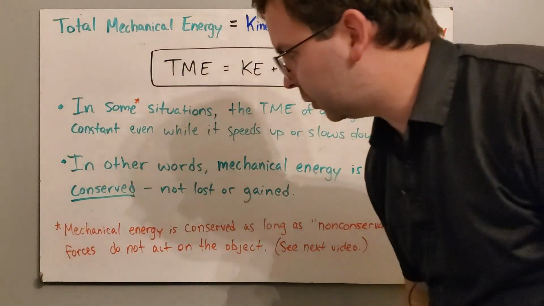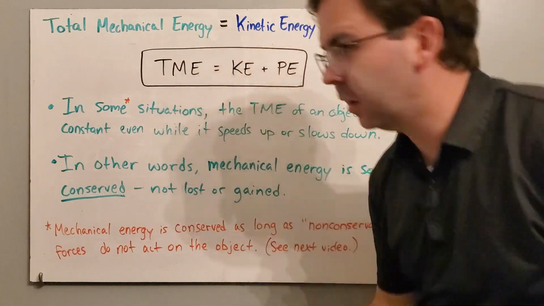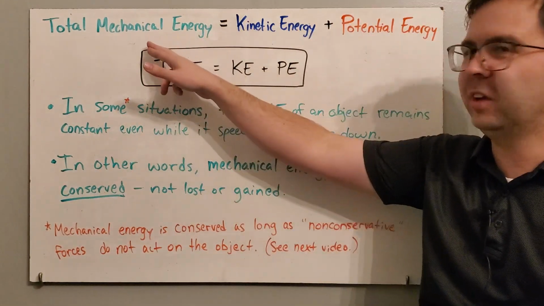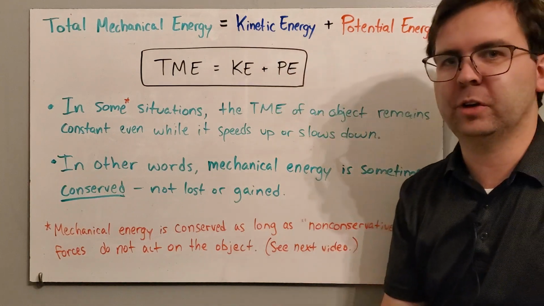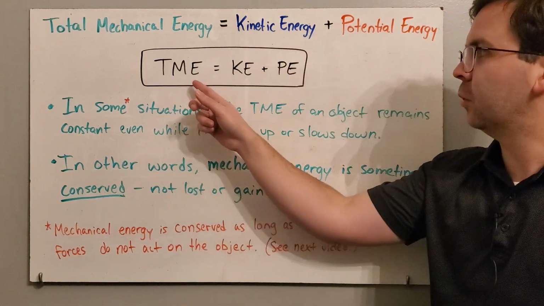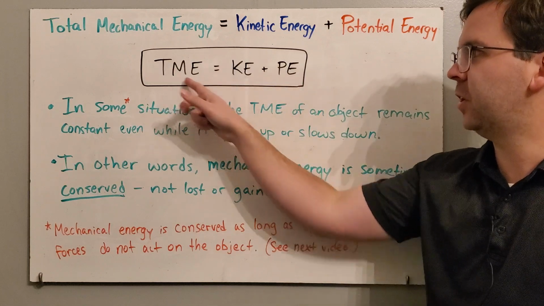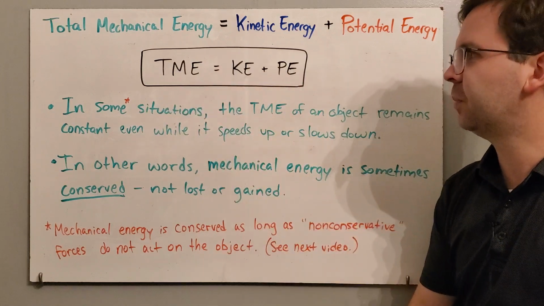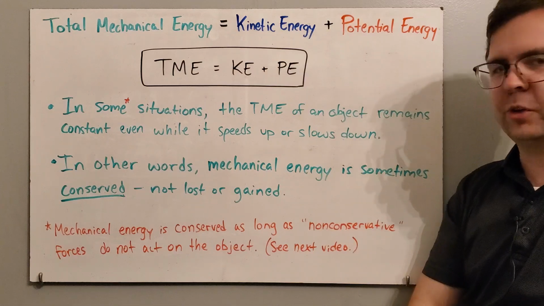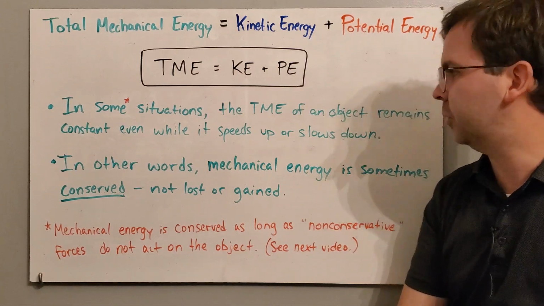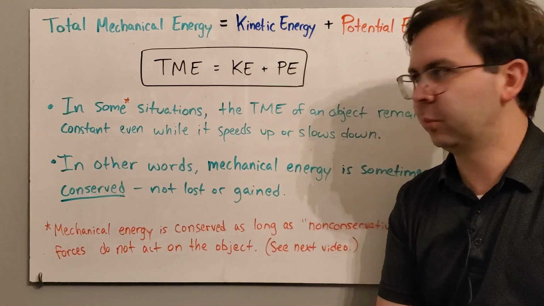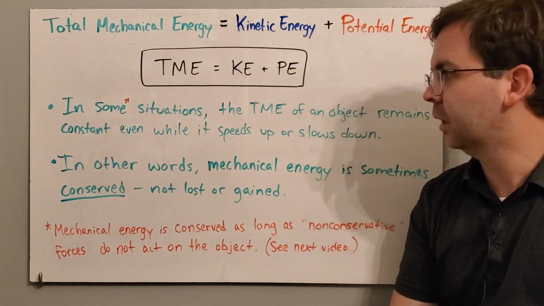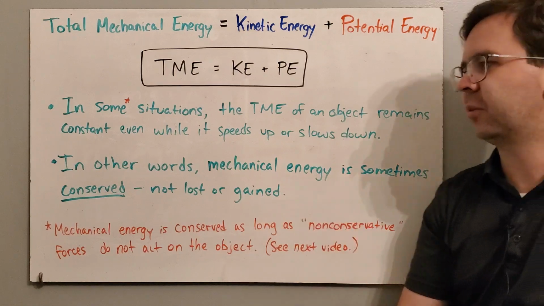Almost missed the hook there. The total mechanical energy is defined as the kinetic energy plus the potential energy, or energies. Written as an equation, you can write it like this: TME is total mechanical energy. So in some situations, the total mechanical energy of an object remains constant, even if the object is speeding up or slowing down. In other words, mechanical energy is sometimes conserved.